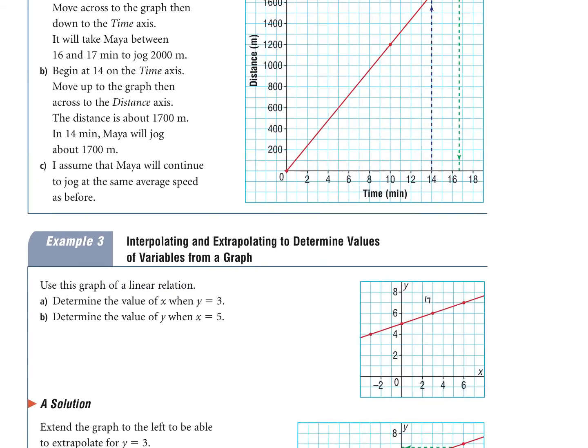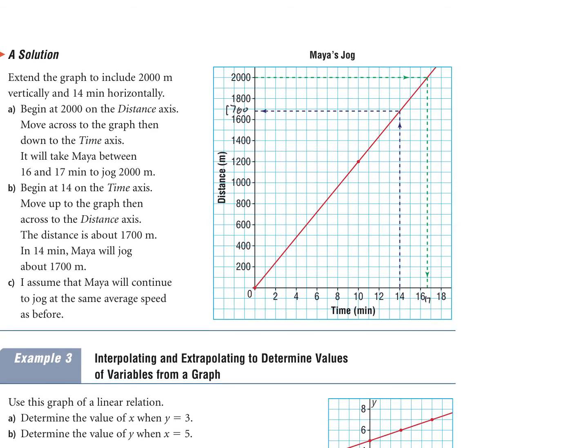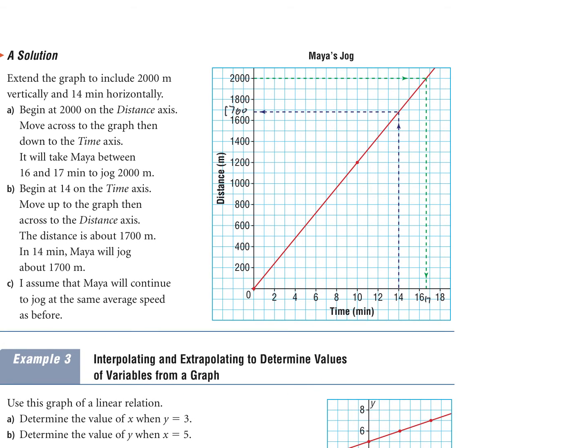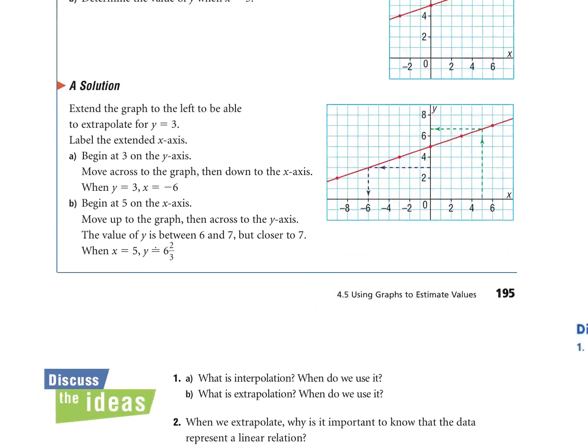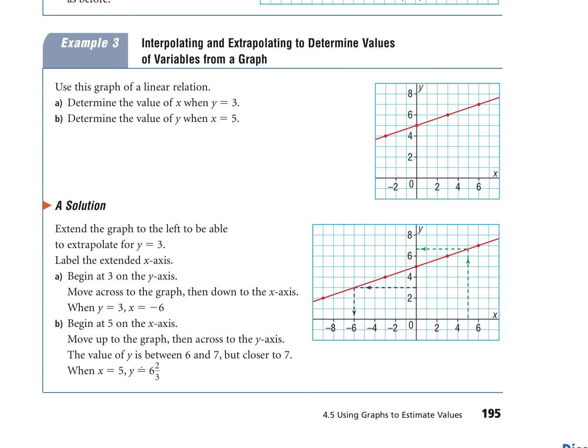So now number 3. Oh, look at that, 17. That 17 is going somewhere too. Let's get that in place. Okay, so example 3, and this is the last example. Interpolate and extrapolate to determine the values of variables from a graph. So this is giving us equations, and then we need to determine what the answer is going to be based on looking at the graph.